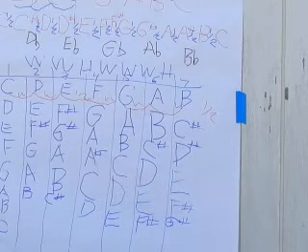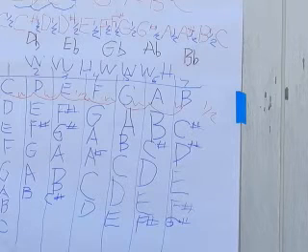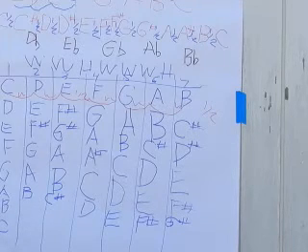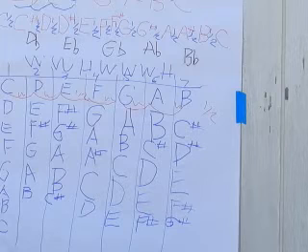Okay, now we're going to do the key of B. Key of B, you have to do a whole, half, whole, half. So from B, your whole step up would be C, and then C sharp.